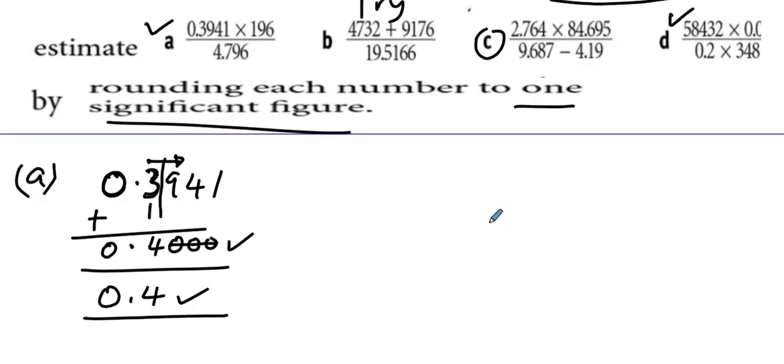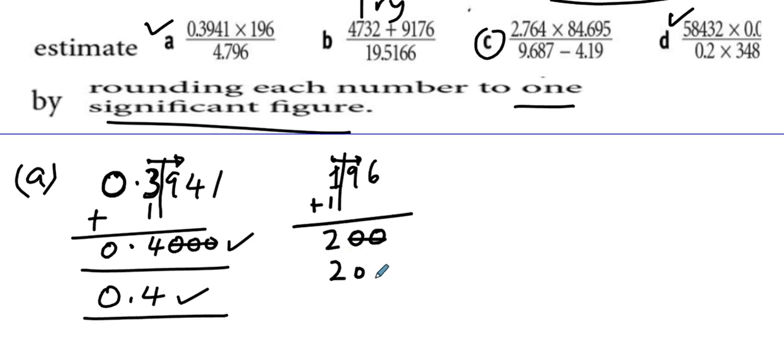How about 196? One significant figure. Okay, you stand here, check on the right, there is 9. 9 is bigger than 5, so add 1 over here. This will be 2. 9 becomes 0. 6 becomes 0. Now, don't cancel this. This is a whole number. Leave a whole number with zeros. See that? Plus 1.